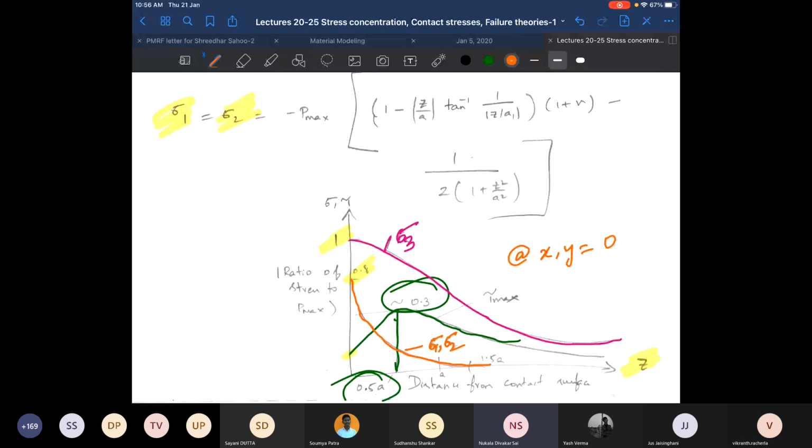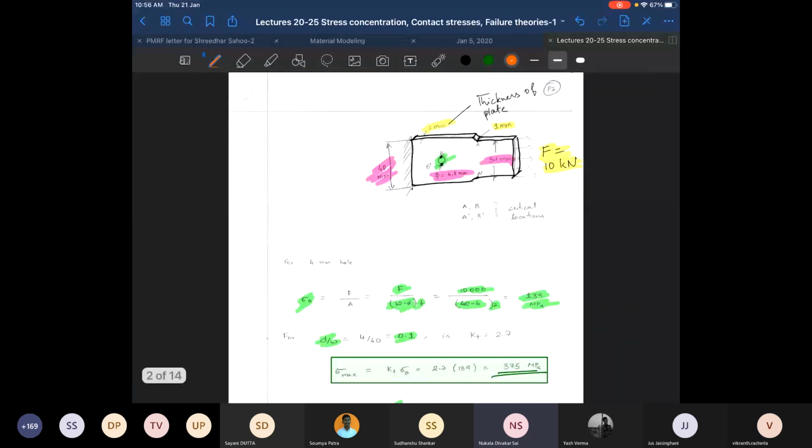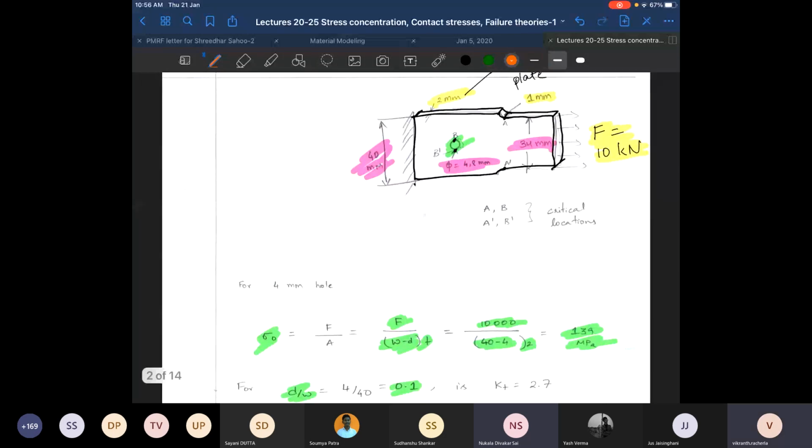In the case of the fillet, which we first discussed, while calculating the area of cross section for the nominal stress, we wrote the area to be 40 minus 4 whole square, right? Not whole square, into 2. The thickness was 2 mm.